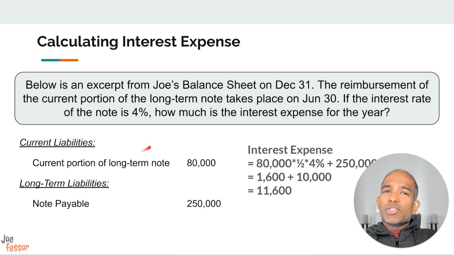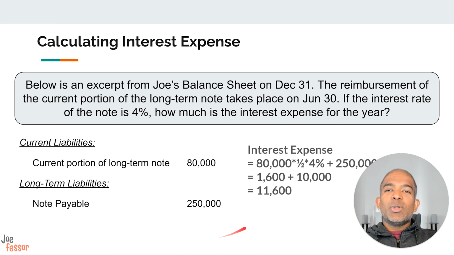The key is to recognize that interest accrues over time. The current portion is due in 6 months or half a year, while the long-term portion has a full year here. So the outstanding current portion is only $80,000. So 80,000 multiplied by half, because it's being accrued for just half a year, okay, multiplying that with the interest rate, which is 4%. That would give you the interest expense for this 80,000.